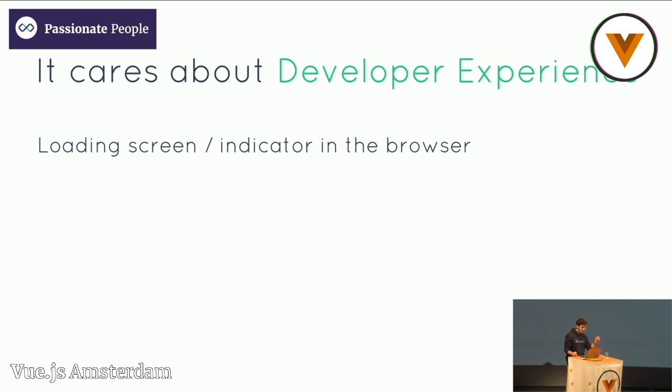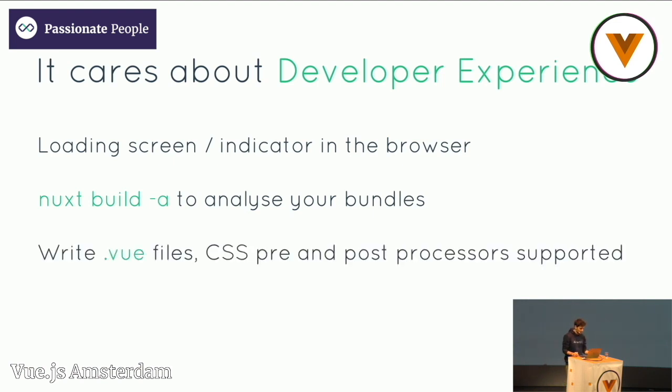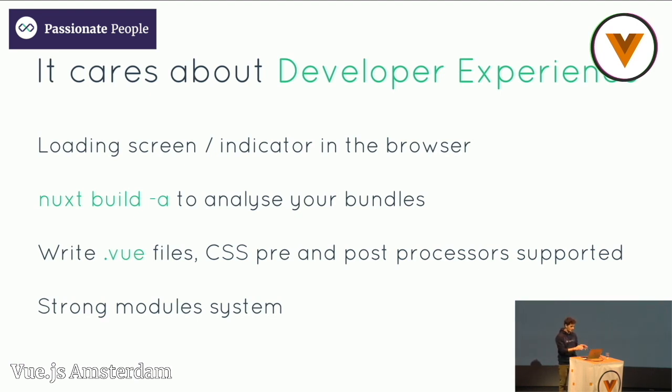We also have this hot module replacement indicator in the browser. We have nuxt build -a or --analyze if you want to run Webpack Bundle Analyzer and see if you made some mistakes. It should not happen, but we have the option. And you can directly write Vue files, and we have the CSS pre and post processors, so you can write Stylus, PostCSS with Tailwind, and use Sass, etc. And we have a strong module system inspired by Webpack hooks as well, so you can change Nuxt core directly thanks to these hooks.